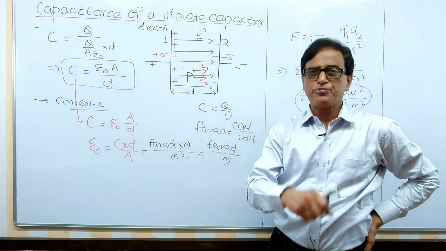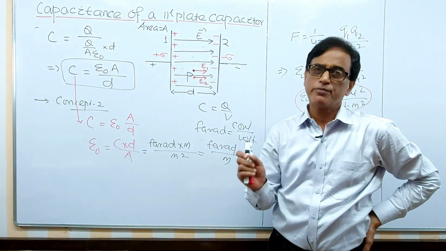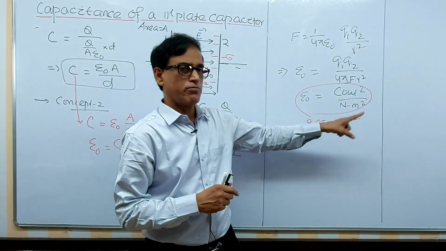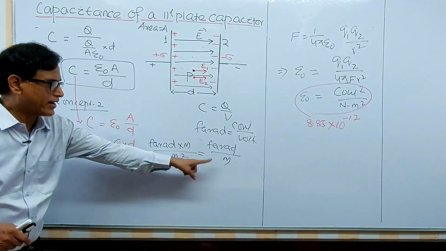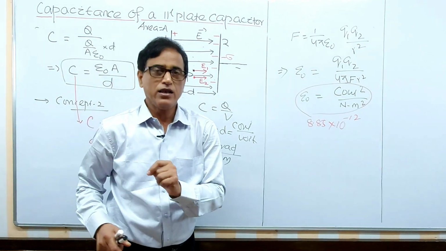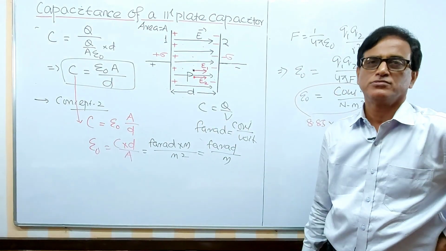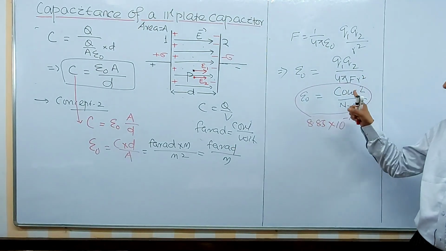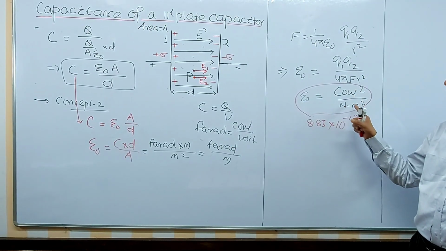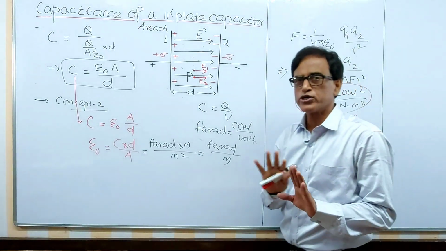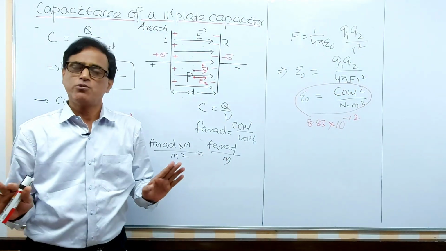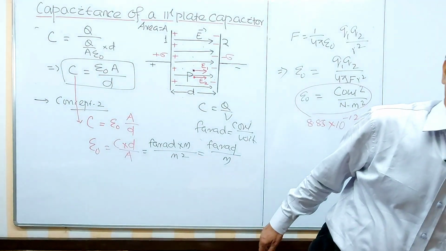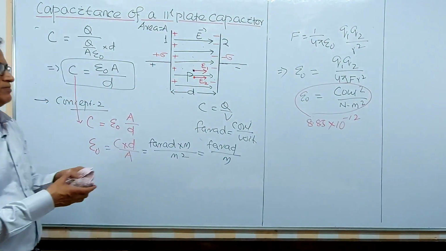The permittivity of free space or permittivity of air is 8.85 × 10^-12 farad per meter. Tell whether true or false. The answer is true, because farad per meter is nothing but coulomb square by newton meter square. Both are dimensionally the same. You may be asked a question: prove that both are the same by dimension. Dimensionally also they are the same.